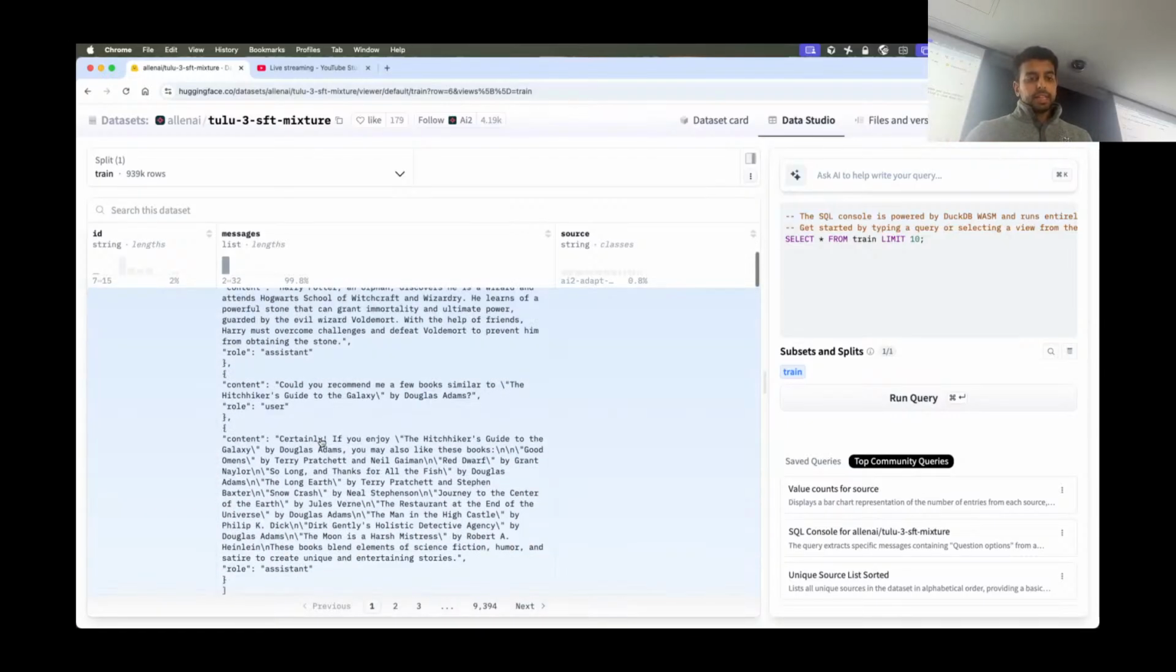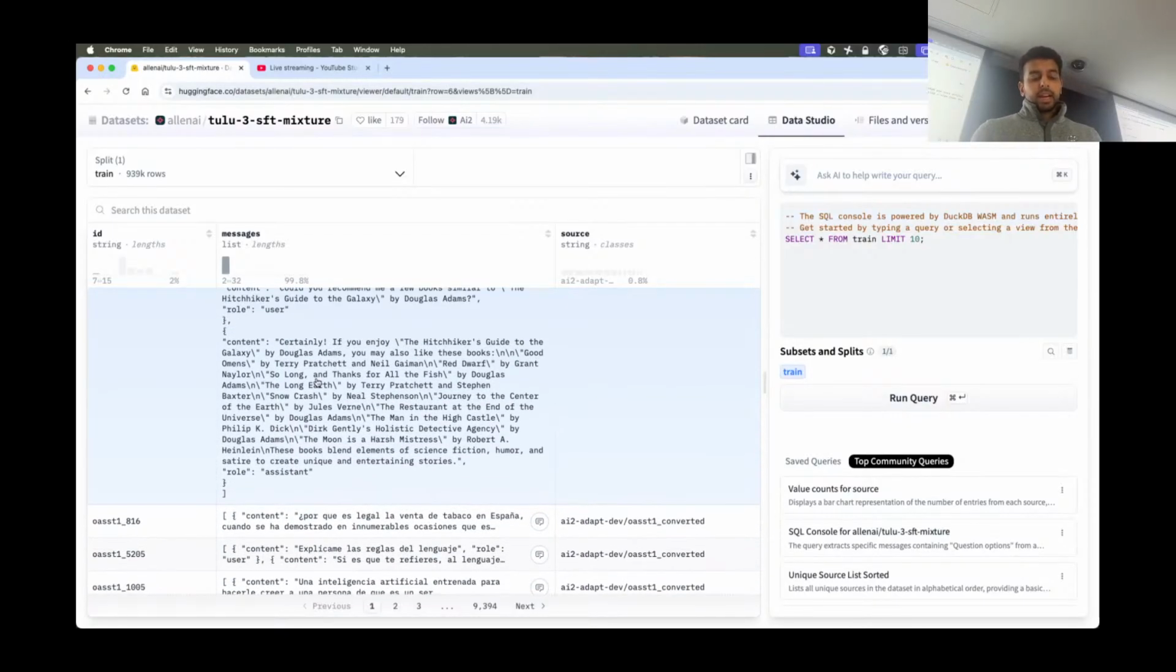So some of these have multi-turn interactions. Here the user is also asking for a recommendation of books that are similar to the Hitchhiker's Guide, and the model generates this. One thing also to note is that instruction tuning in these kinds of data sets is not only a way to teach the model to better follow instructions, but also a way to teach it the general format that those responses should take.